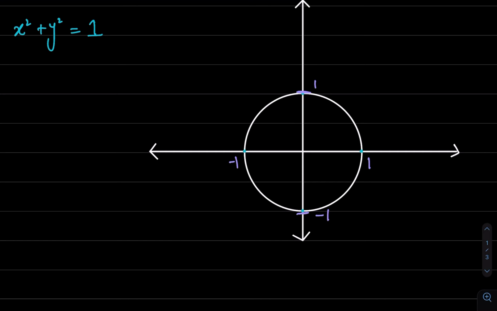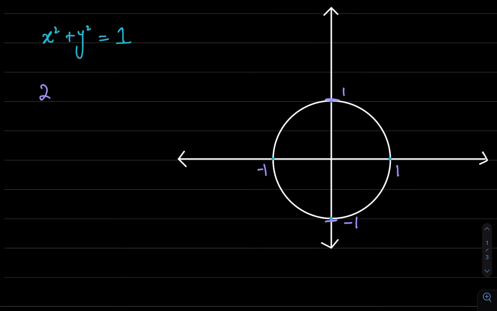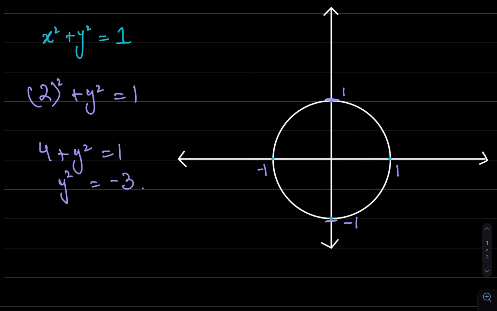Now, a value like x equals 2 is going to break my circle. Can you guys see why? Nowhere on the circle can x equal 2. If I think about it in terms of putting it in, let's input the value 2. So 2 squared plus y squared equals 1. 2 squared is 4, plus y squared equals 1. If you subtract 4 from both sides, you get y squared equals -3. And there are no numbers that we know about yet that you can square and get a negative.